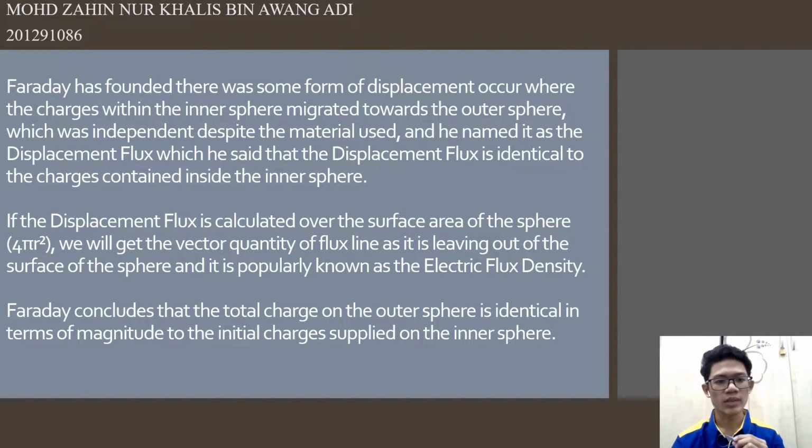And if the displacement flux is calculated over the surface area of the sphere, which is 4 pi r squared, we will get the vector quantity of flux lines leaving the surface of the sphere, and it is popularly known as electric flux density. Faraday concluded that the total charge of the outer sphere is identical in magnitude to the initial charges supplied on the inner sphere.